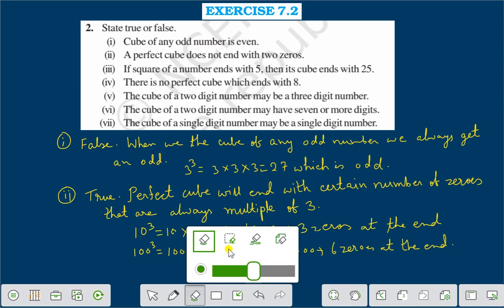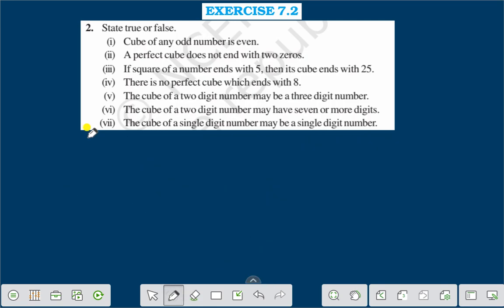Now solve question number 3. Question number 3 is, if a square of a number ends with 5, then its cube ends with 25. That is false. Let us take an example.